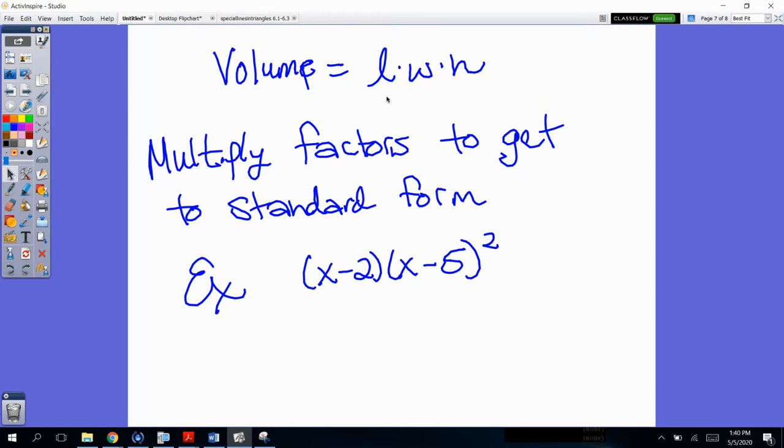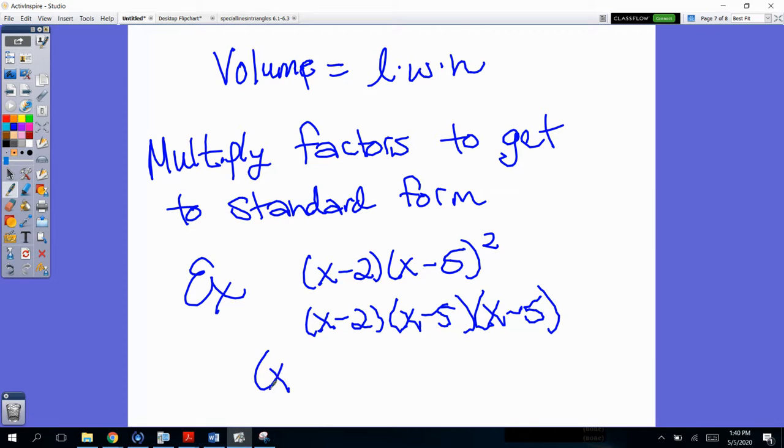Don't forget that volume is length times width times height. And you need to know how to multiply factors to get to standard form. So just an example will be this guy. That's an x minus 2 and an x minus 5 squared, so this is an x minus 2. And that's going to be an x squared minus 10x plus 25.